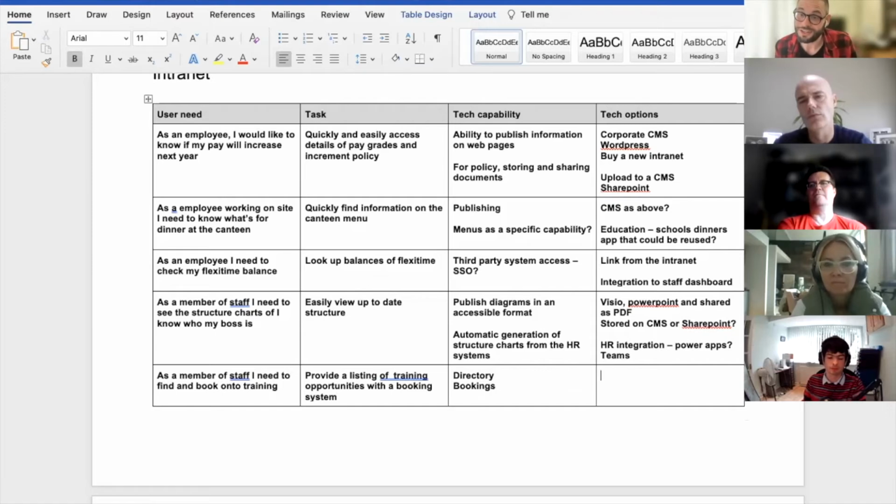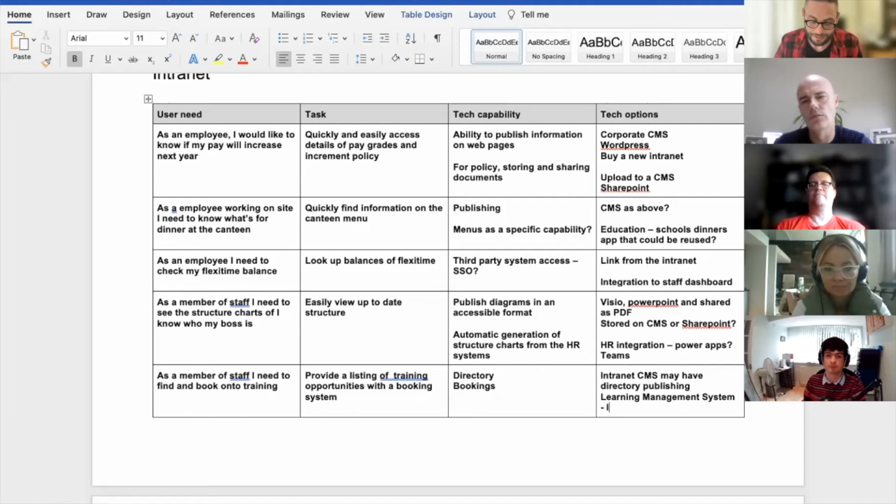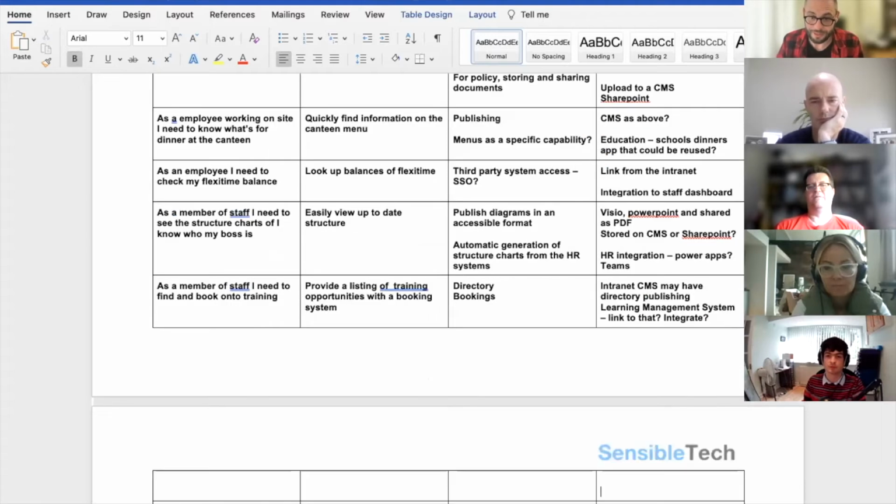Now this again is quite an interesting example, and thanks for raising it, because does this sit in the, so we could probably do this, so your intranet CMS may have directory publishing on there, but it's also likely that your learning management system is going to have something like that. How do we link to that or integrate with it in some way, and what about the bookings?